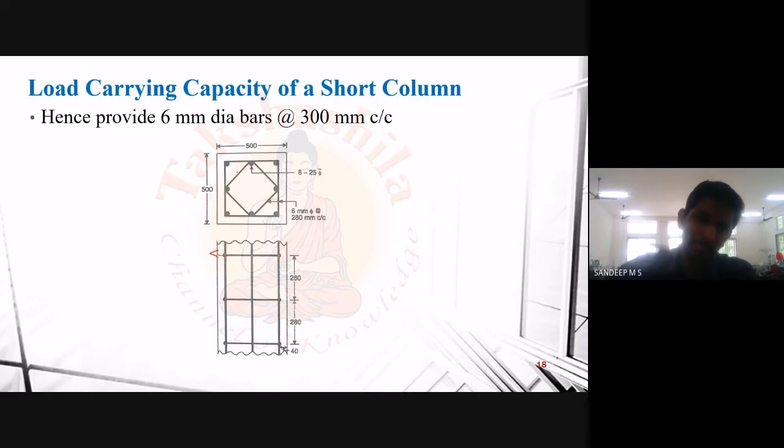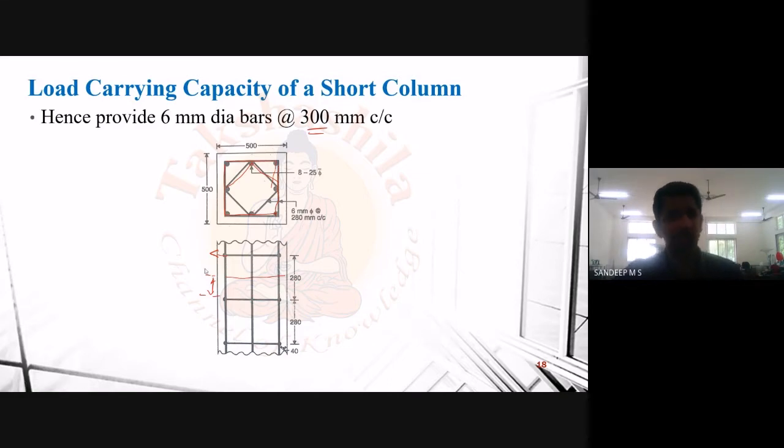Normally in the field, it will be very difficult to tie things like this. So what we usually prefer is that, suppose you are getting this center to center distance as 280 millimeters. What we will do is provide this rectangular tie at 280 millimeters center to center. Then at the exact center of this, that is at 140 distance, we will provide this diamond shaped tie. We will tie these bars so that it will be easy for creating these cages and casting the column.